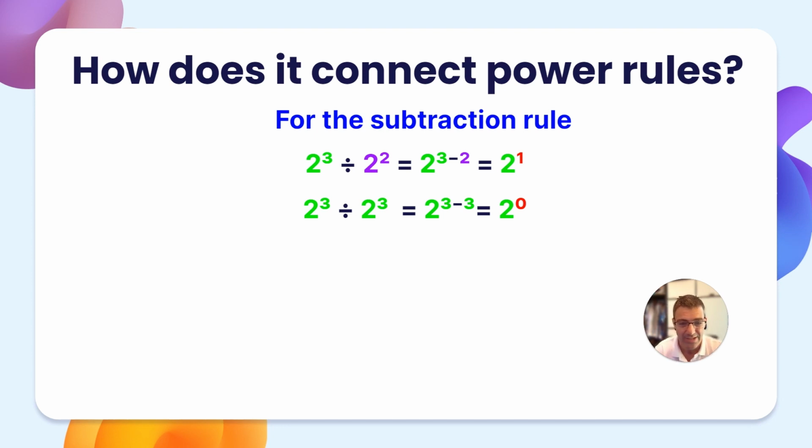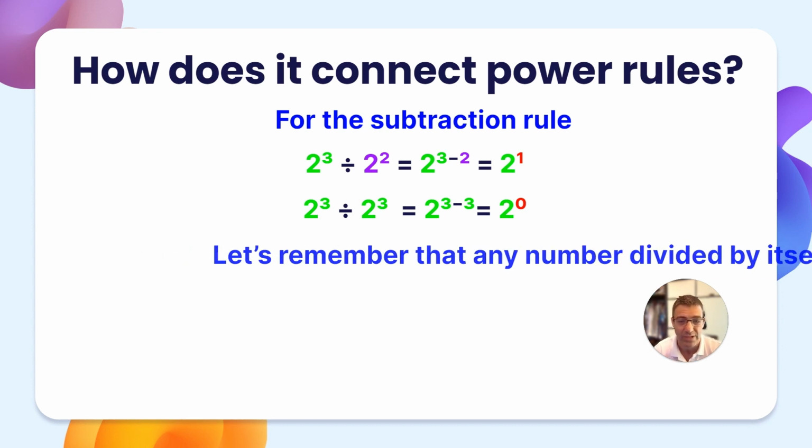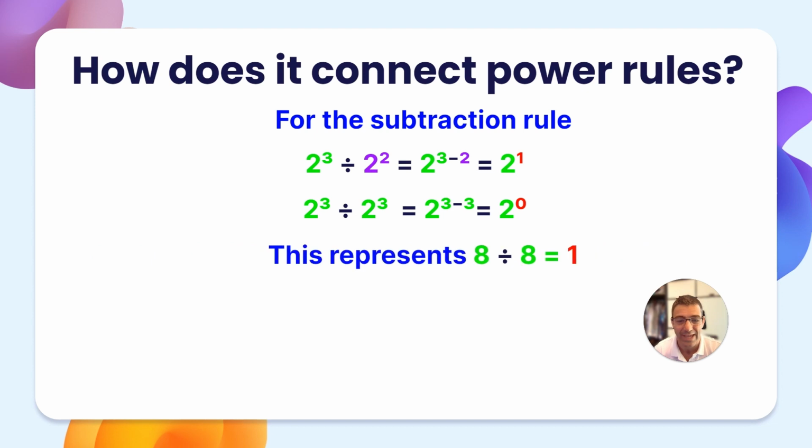So they get subtracted. Now, 2 to the power 3 is actually a number. It's 8. If we said 8 divided by 8, you would know that you get 1. Let's remember that for any number, when you divide it by itself, you get a 1. So 2 to the power 3 is a number, and you're dividing it by itself, so really this is the process of doing 8 divided by 8, which is 1. And so 2 to the power 0 must be the same result as 8 divided by 8, which is 1, for the subtraction law to work.